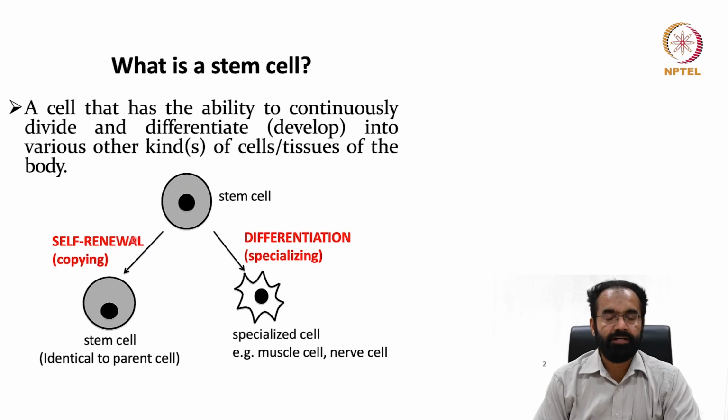In that, we need to understand first what a stem cell is and what distinguishes a stem cell from a different cell. It is basically a cell that has the ability to continuously divide and differentiate. Differentiate basically means developing into different cell types, which can eventually become a tissue. A group of cells performing a task is called a tissue, and this is how it can become a different cell type.